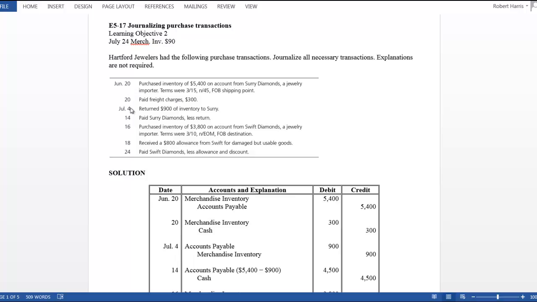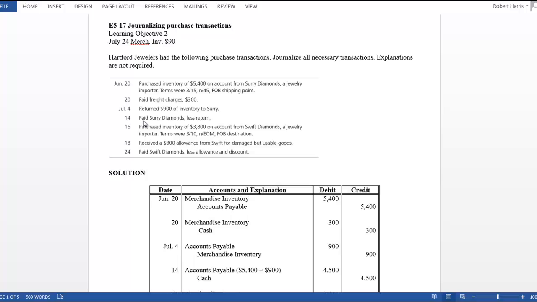We're going to see here on the 4th that we're going to make a return. And so if we return $900 of inventory, that's going to reduce the amount that we owe them. So we need to reduce our accounts payable. But we no longer have that inventory either. So we need to show that we have a reduction in inventory, and we do that with a credit.